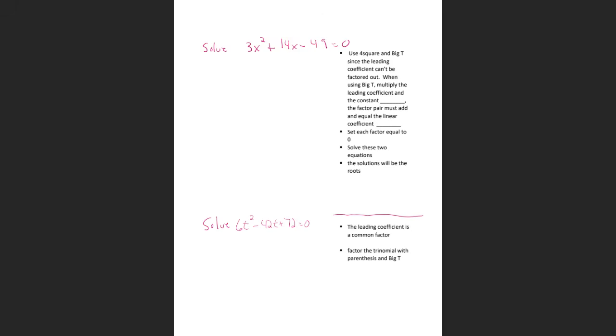So if we look at this equation, we have 3x squared plus 14x minus 49 equals 0. Again, we want to find the roots to this equation. First off, notice that it is a quadratic equation, so we want to do some factoring on this. I'm going to use the four square and big T method to solve this, because notice how there's a 3 as a leading coefficient. These can be tricky to factor. I think four squares can sometimes give us a strategy to solve these things.